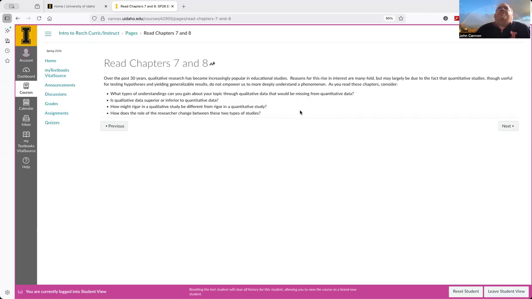Is qualitative data superior or inferior to quantitative data? How might rigor in a qualitative study be different from rigor in a quantitative study? And how does the role of the researcher change between these two types of studies? So, as you read through here, you're going to get an introduction to qualitative research.